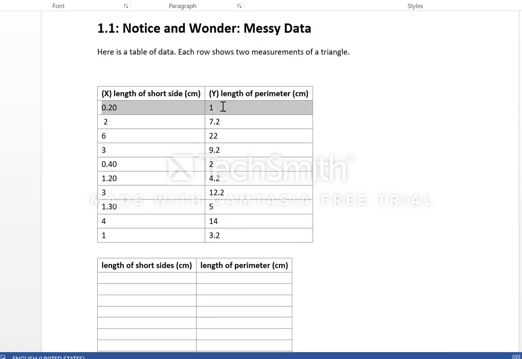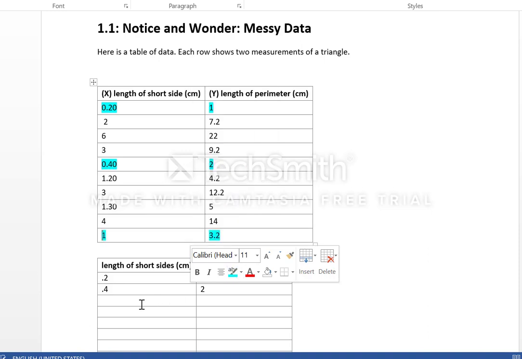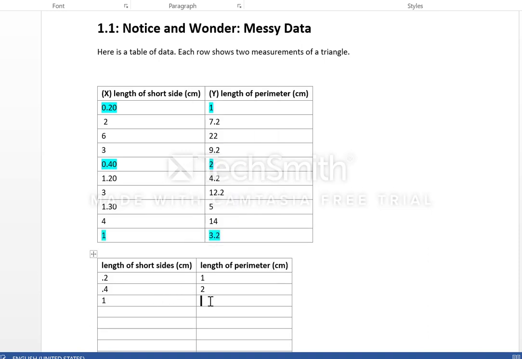Okay? So very simple. I would look at this data set and say my smallest value right now is 0.2. I'm just going to highlight it so I know which ones I'm actually using. So I would take that and reorganize this as 0.2 and 1. I would look for my next smallest value, which is 0.4. I'm highlighting them so I know that I've already used it. This is going to be 0.4, and this is going to be 2. Then the next smallest value is going to be 1. I highlight it, and then I put it here, 1 and 3.2.